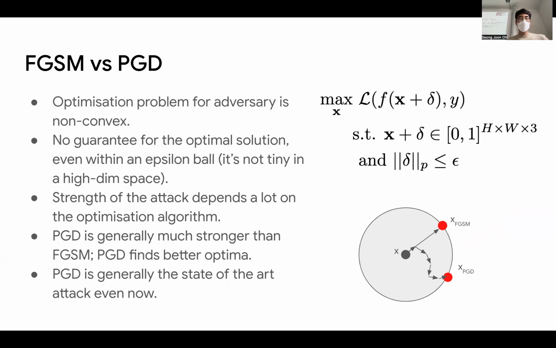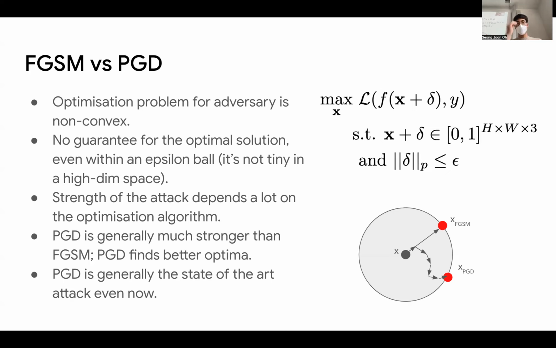Now comparing FGSM and PGD, if you look at this optimization problem, it's also a non-convex problem because the loss function is non-convex not only with respect to theta, the model parameters, but also with respect to the input x. So this is a hard optimization problem. There's no guarantee that your gradient descent or ascent algorithm will find the optimal solution, even within the epsilon ball, even if it's really tiny. But it's a high-dimensional space, so effectively the space is still exponentially large, and so it's a very hard problem.